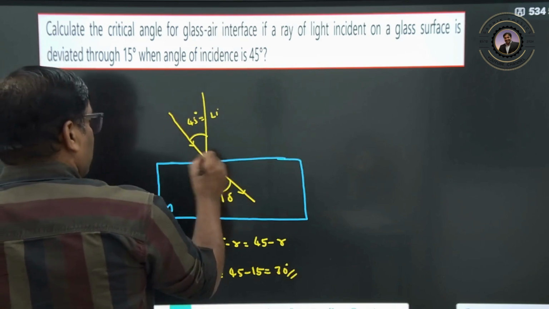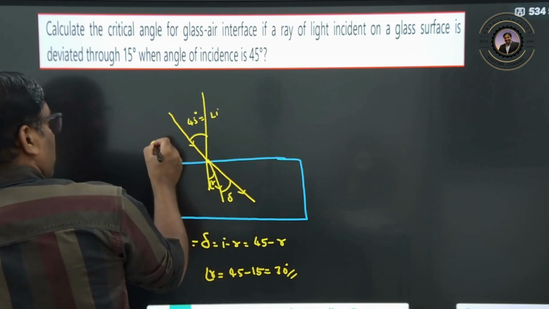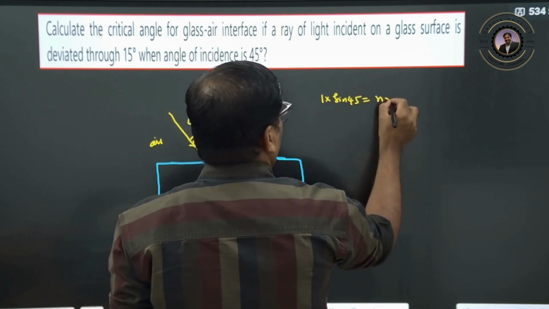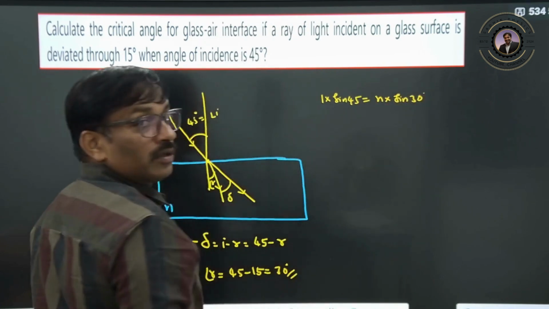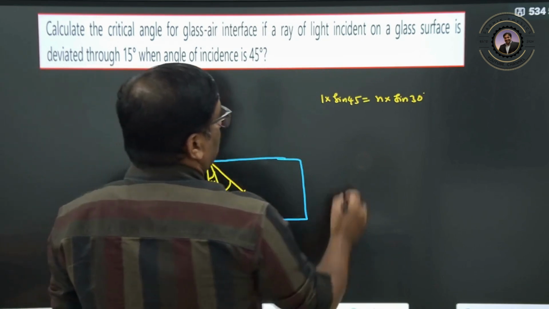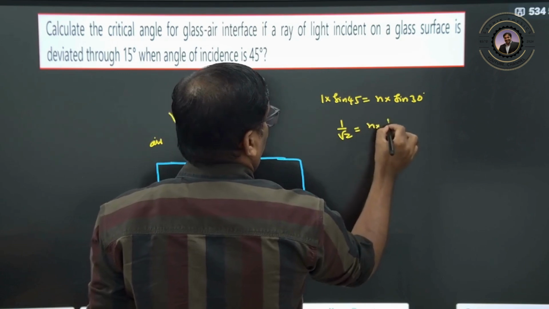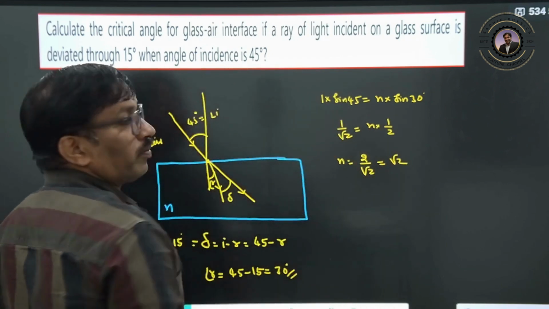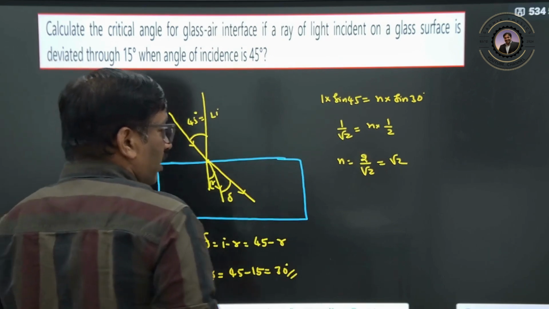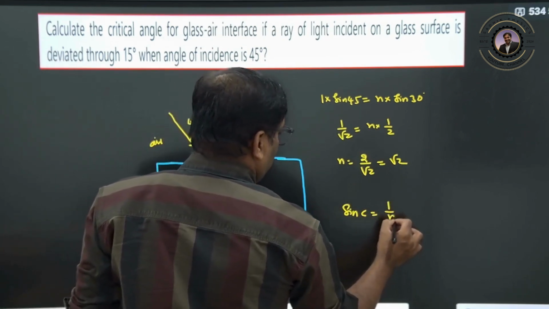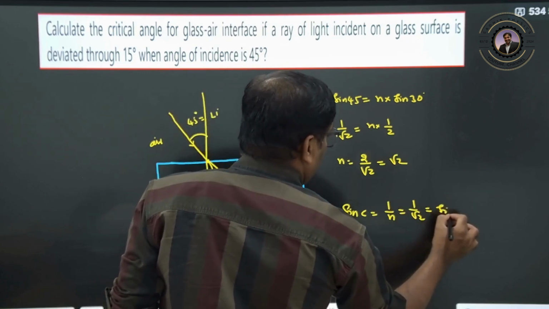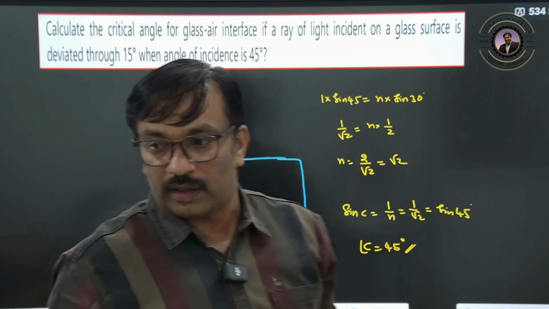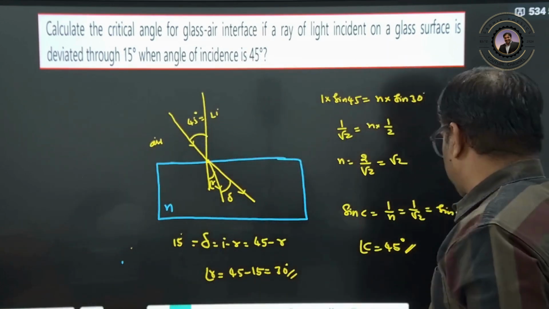So we want to calculate the refractive index. We'll apply Snell's law here. This is your air, so 1 into sin 45 equals n into sin 30. Sin 45 is 1 by root 2, so n into 1 by 2, n equals 2 by root 2, which means the refractive index is root 2. But it is asking for the critical angle, so sin C equals 1 by n, 1 by root 2, therefore sin 45. So the critical angle is 45 degrees. Clear? Very simple concepts. You can solve it.